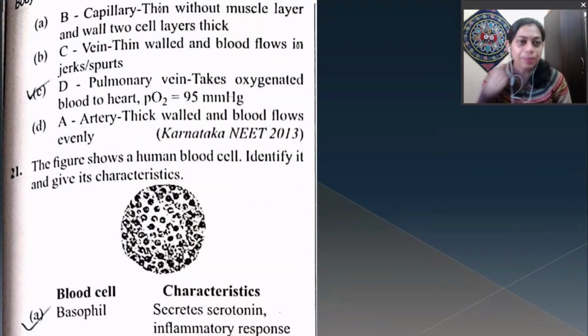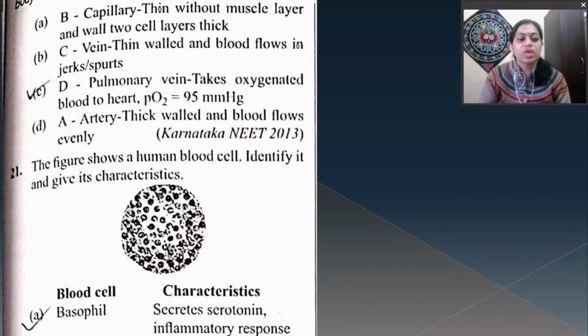Number B is capillary and it is thin walled, muscle layer and wall 2 cell layers thick. So this is wrong. Number C is vein, thin walled and blood flows in jerks. No. Number D is pulmonary vein, takes oxygenated blood to the heart and its pressure is 95 mmHg. This is the right option. A is thick walled and blood flows evenly, this is also wrong.